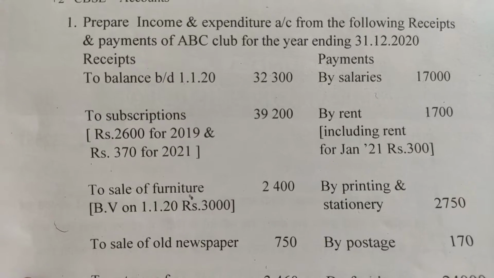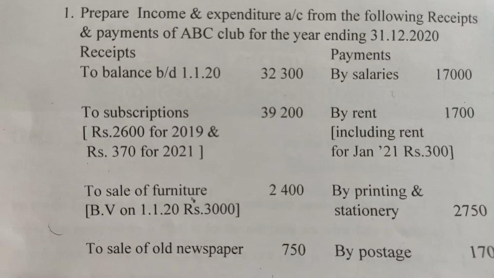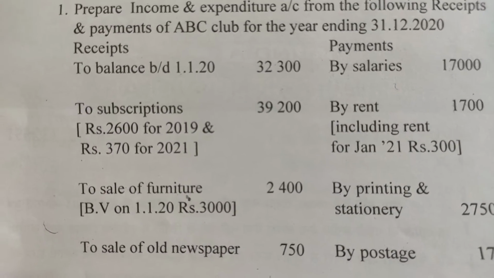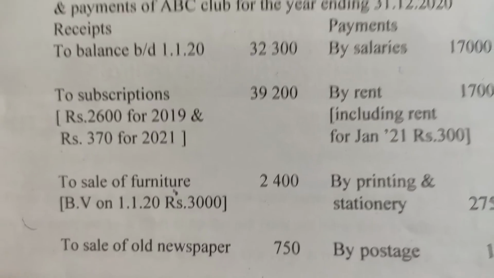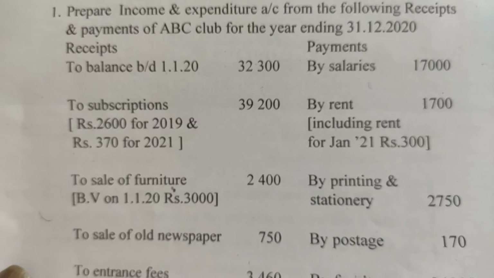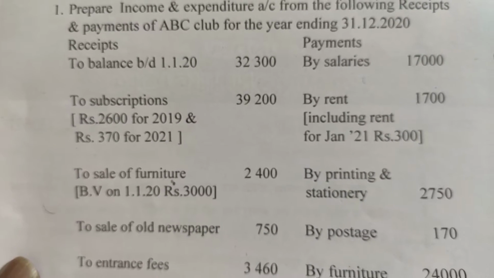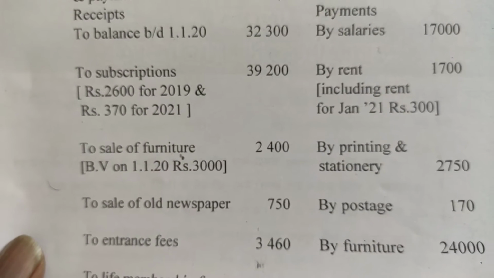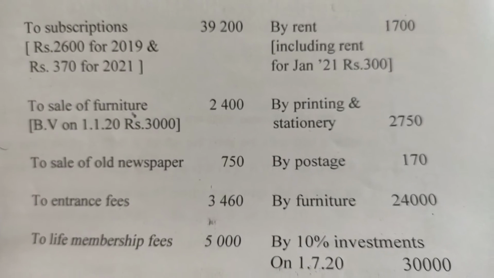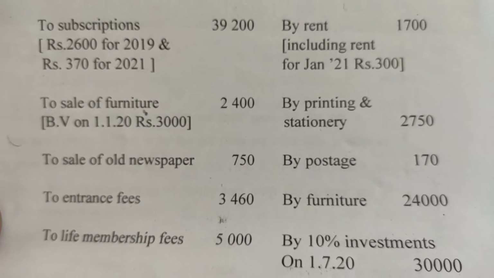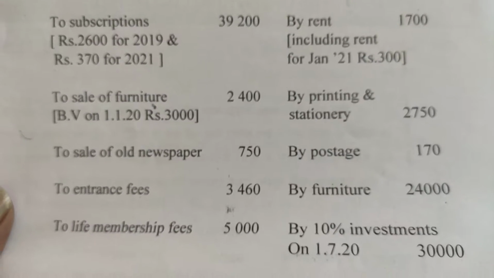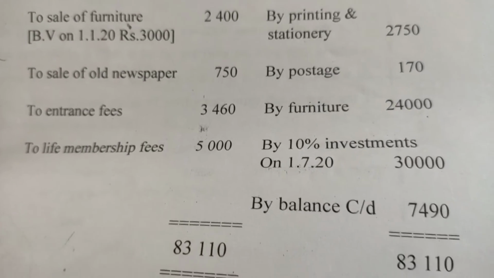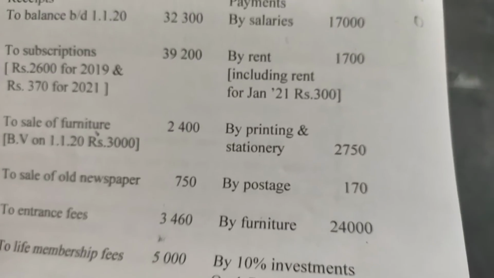Prepare income and expenditure account from the following receipts and payments account of ABC Club for the year ending 31st December 2020. Receipts and payments: opening balance 32,300, subscription 39,200, in which 2,600 for 2019 and 370 for 2021 is included in the amount collected. Sale of furniture 2,400. Book value as on 1/1/2020 is 3,000. Sale of old newspaper is 750. Entrance fees 3,460. Life member fees 5,000. Total 83,100 is the total amount of receipts.